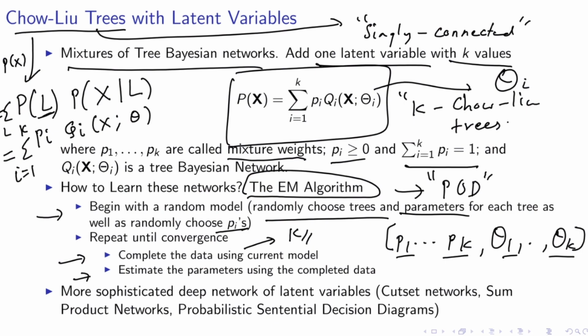And once you have completed the data, you estimate the parameters of the model again using the completed data. So how do I estimate the parameters of the model using the completed data? Estimating P1 to Pk is easy, right? All you have to do is just add the weights for each of the components and divide the weight by n. That is how you can update the PIs.